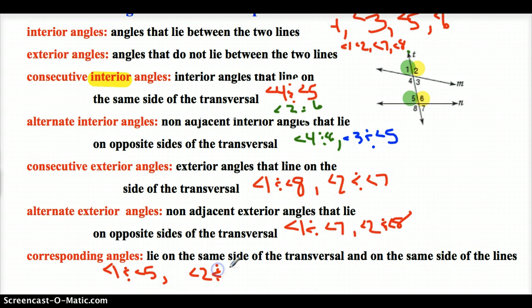And then you could have 4 and 8. I'm not going to write them all down here. And then my last set would be 3 and 7.